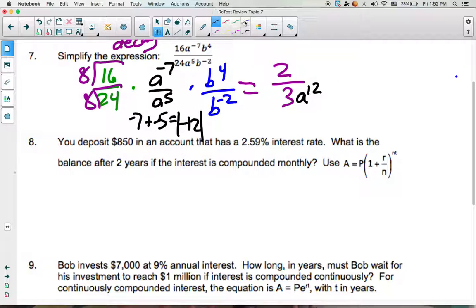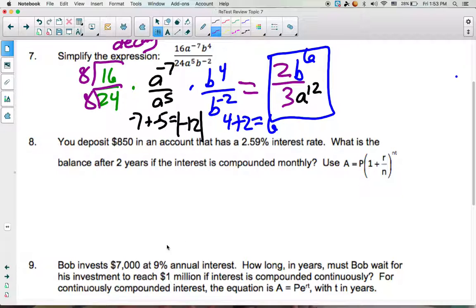And then you'll do the same thing with the b's. So I'm dividing the same base, b and b. I subtract the exponents. 4 minus negative 2. Well, when you have a minus minus, it becomes plus. So 4 plus 2 is 6. Well, where does the b go? Is it going to be in the numerator or the denominator? Well, 4 is bigger than negative 2. So b would be in the numerator. And then you would take the 6, it's a positive number, and just put 6 right there. So our answer is 2 times b to the 6th divided by 3 times a to the 12th.